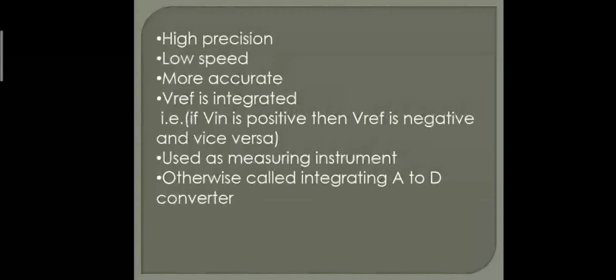The precision rate of a single slope A to D converter is high, whereas its speed is low. It has more accuracy. Here, the reference voltage is integrated, that is, if the input voltage is positive, then the reference voltage is negative, and vice versa. It is used as a measuring instrument and is otherwise called an integrating A to D converter.